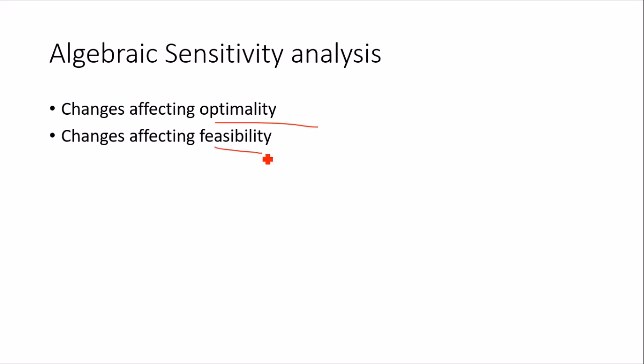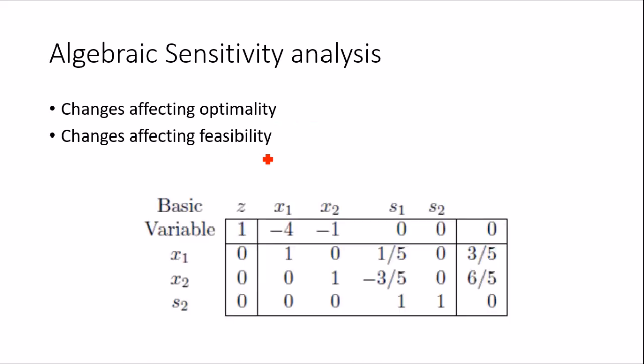Before proceeding, this should be clear: whenever we are attempting a question of sensitivity analysis or post-optimality analysis, we will always be given the optimal table or the optimal solution, because otherwise there is no point in performing sensitivity analysis. We should be given the problem and the optimal table. Here I have taken a hypothetical example. Suppose this is the optimal table of a linear programming problem. Some change we introduce, and we'll see later how we introduce the changes. But here I want to tell you what we mean by changes affecting optimality and changes affecting feasibility.